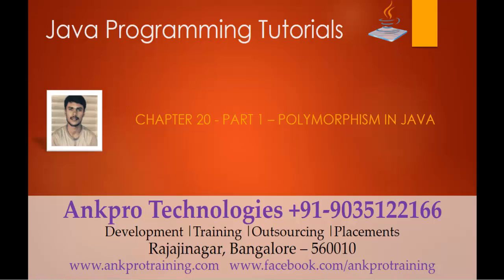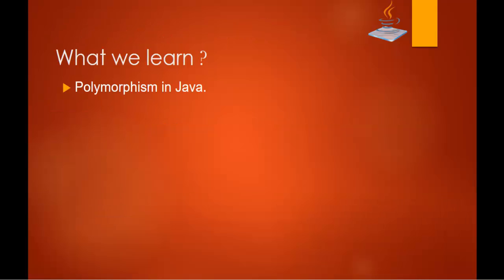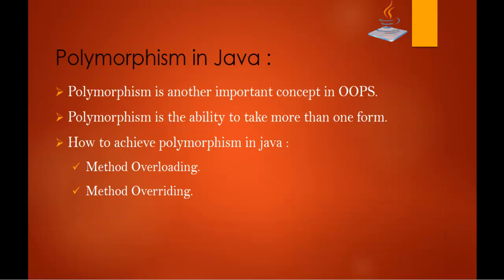My name is Harish. In this session, we are going to learn about polymorphism in Java. What is polymorphism? Polymorphism is an important concept in object-oriented programming, and it is the ability to take more than one form. How can we achieve polymorphism in Java? We can achieve polymorphism in Java in two ways: method overloading and method overriding.